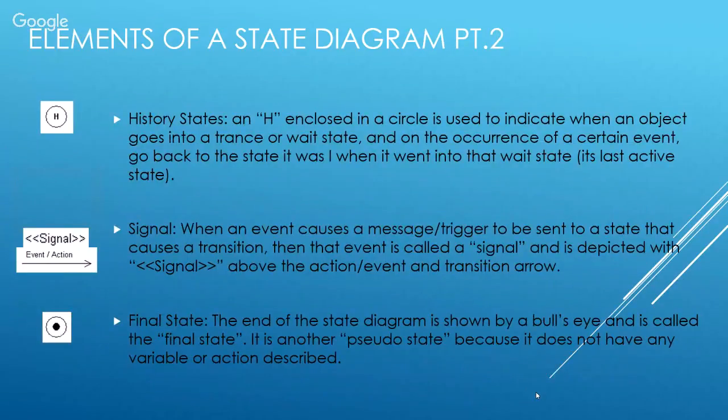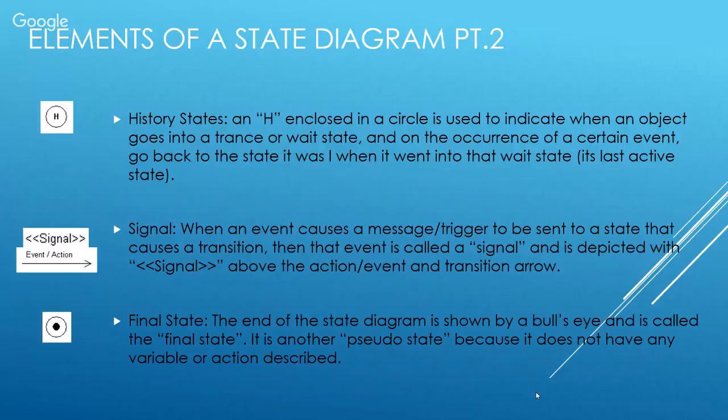If you see a circle with an H in it, that's a history state. That indicates an object went into a trance or wait state, so kind of a holding area where you would take an action and then it has to get parked for a little while. It goes off to that hold state. Then when it comes back, it returns to the active state.